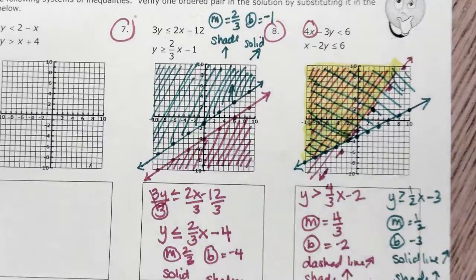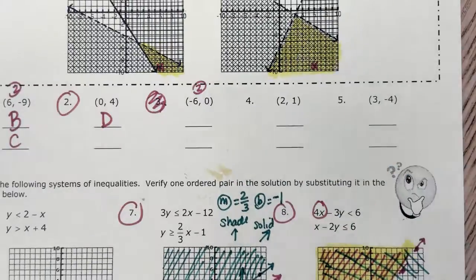Okay. The rest of them are pretty straightforward. For 3, 4, and 5, you're just going to have to substitute, and you're just going to have to check them out. And for this one, you'll just have to graph it yourself. Okay.